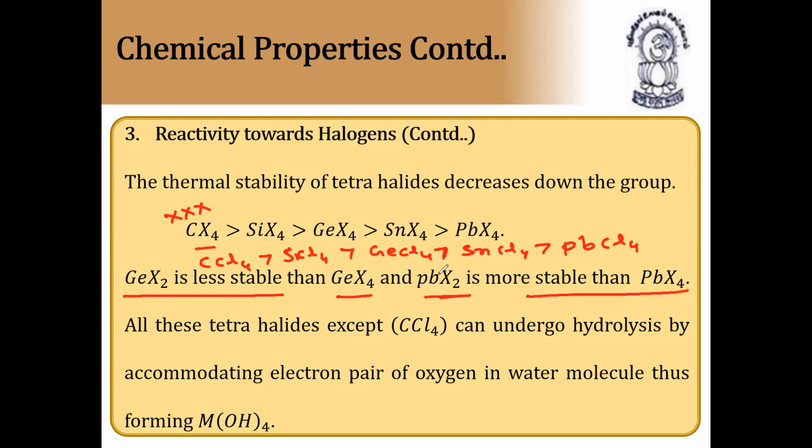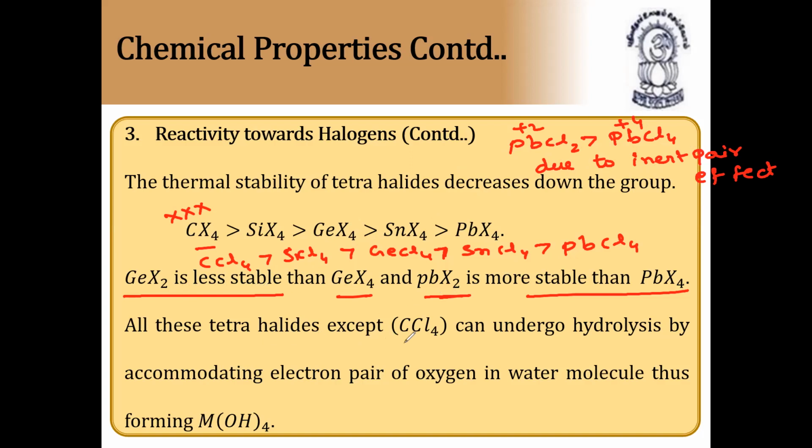pair effect. So lead dichloride is more stable than lead tetrachloride. Why? Because of the inert pair effect. As I already told you, lead in +2 is more stable than +4. So the oxidation state of lead is +2 here, and it is +4 there. So it is due to inert pair effect. The +2 state of lead is more stable than +4, whereas for germanium, +2 is less stable than +4.